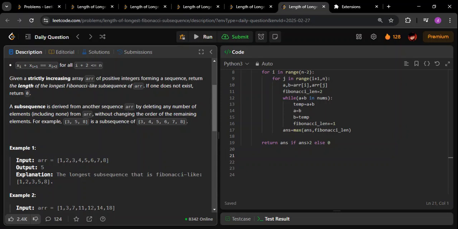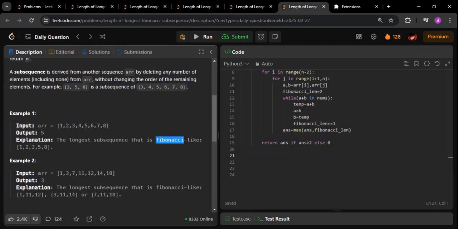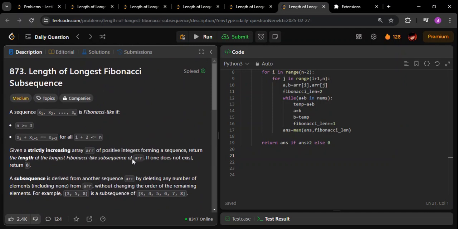So I'm not going through the whole question, but with example one itself I'm trying to explain it. You'll have to find the longest subsequence that follows the properties of a Fibonacci-like series. Among all of these, you can start with any pair and keep building it, and at last you'll have to return the longest subsequence length that follows the Fibonacci properties. That is the final question for us. You can go through examples 1 and 2, they are really good ones, and then let us quickly jump into what we are doing.